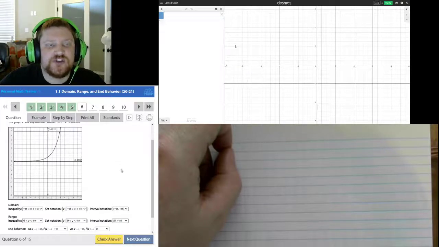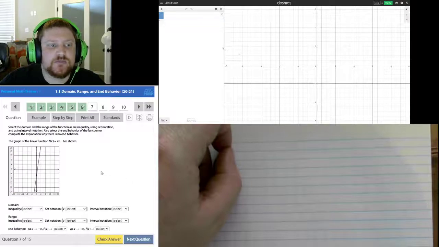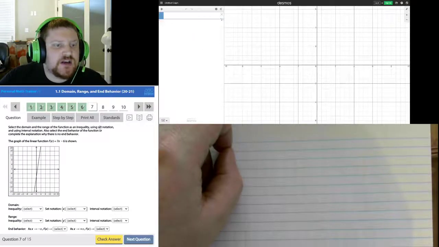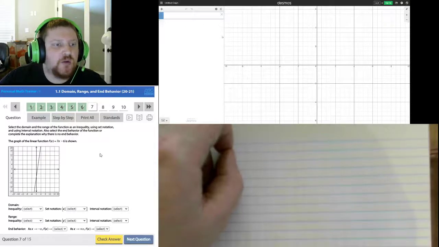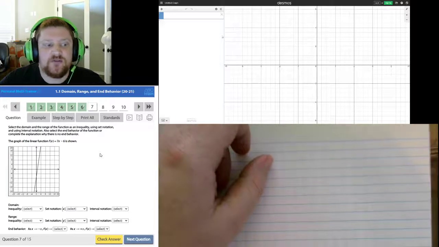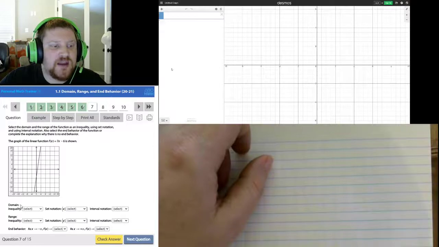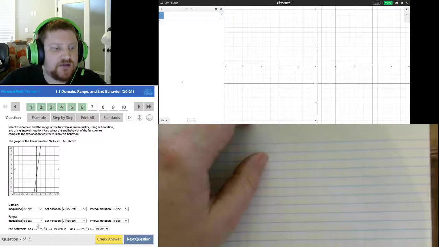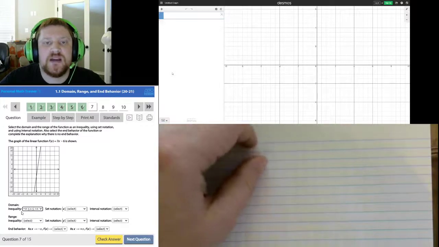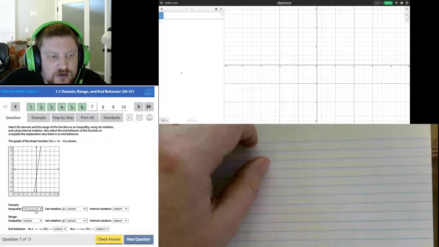Right. First 6 down, now on to number 7. Select the domain and range of the function as an inequality, set notation, interval notation. Once again, exact same question as before, slightly different graph. So, domain, all real numbers. Negative infinity to infinity. Oh, except I wasn't paying enough attention. We need to make sure that we don't have the equal signs there.